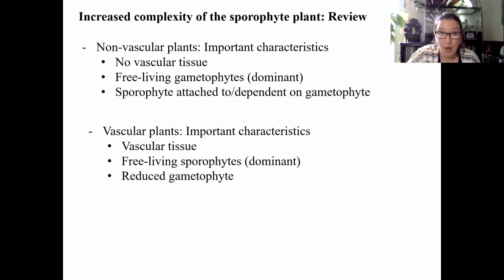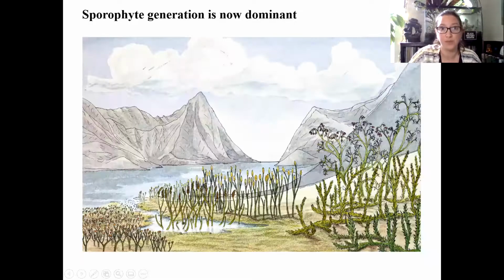But yep, now we are in the dominant vascular plants. A switch in dominance. Gametophyte generation no longer dominant. Sporophyte generation dominant. Hence, going to become more complex, right? We're talking about increased complexity of the sporophyte plant. We're going to get more complex sporophyte plants.